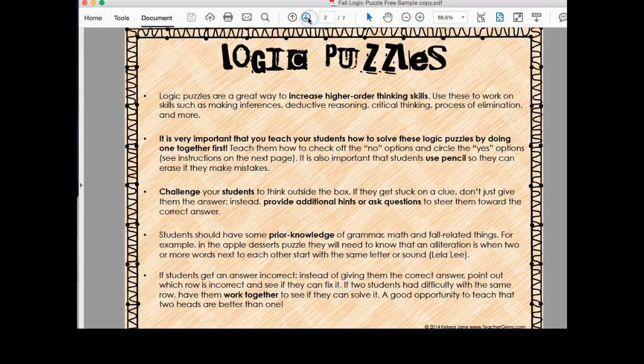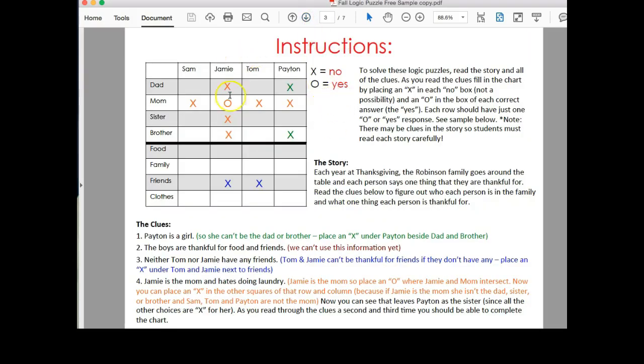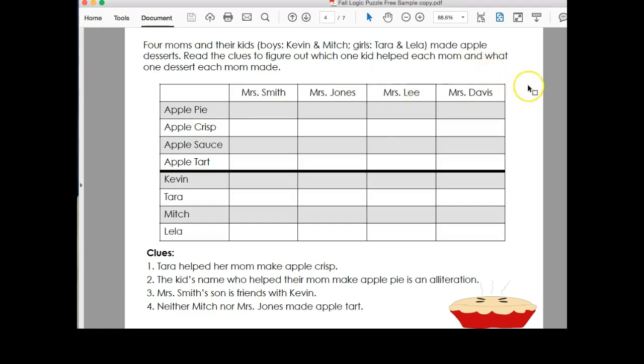Once you have it up, scroll down, and here I did include a page of instructions. All you need to know for now is that a circle means yes and an X means no. And you'll see what that means in a minute. All of my logic puzzles have three sections: a story, a grid, and clues. I always tell my students to make sure they read the story. A lot of times they want to skip over the story, but sometimes I will hide a clue in the story. So it's really important that they read the story as well.